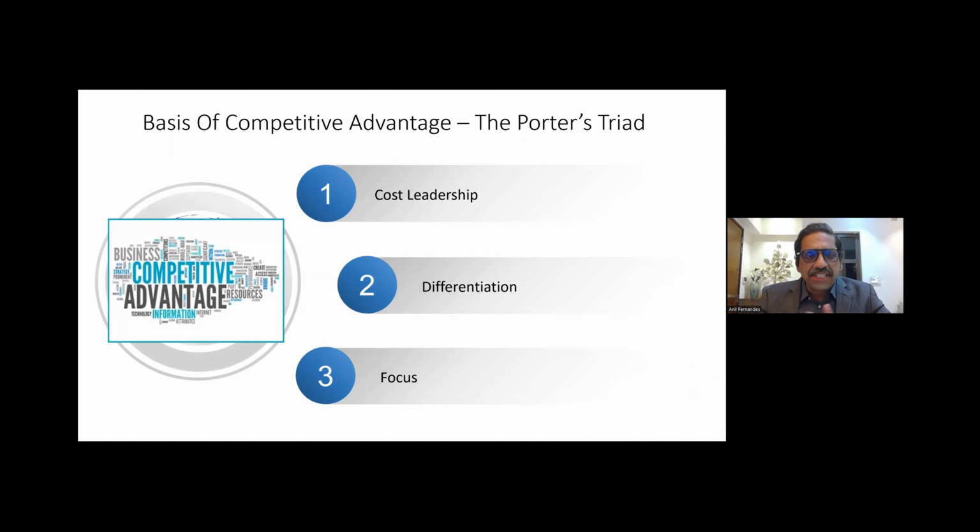What Michael Porter says is that the basis of competitive advantage is established on the triad of three elements. The first is building in a cost leadership. Second is adopting the approach of differentiation. And the third is by focusing in niche markets that are profitable and attractive, where organizations can leverage their strengths and competitive capability to maximize their profits. So these are the three broad areas that we will discuss today in the context of building our strategic choices.